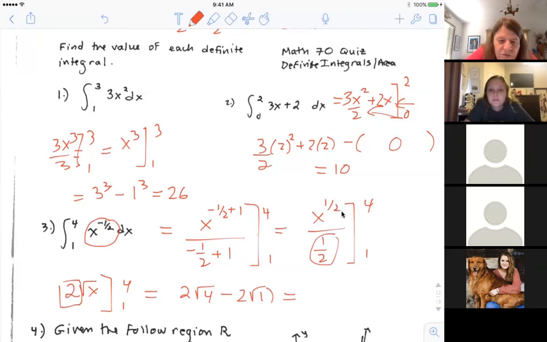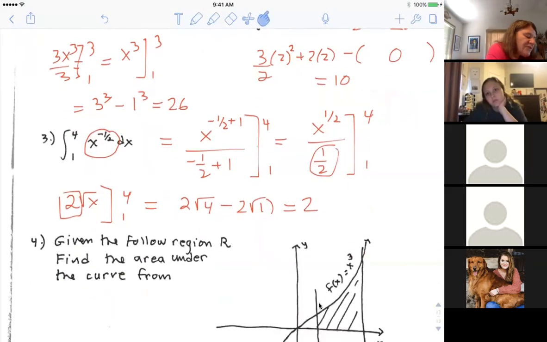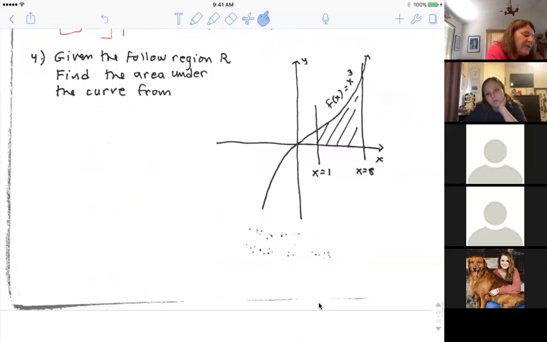So that's going to be 2 times 2 is 4 minus 2. I wind up with 2 there. So square root of 4 is 2. 2 2s is 4 minus 2 is 2. We had a couple of applications. I'm gonna do one right here, and then I'm gonna go back to one of the business applications. Because this is all we have done with this definite integral. Okay.